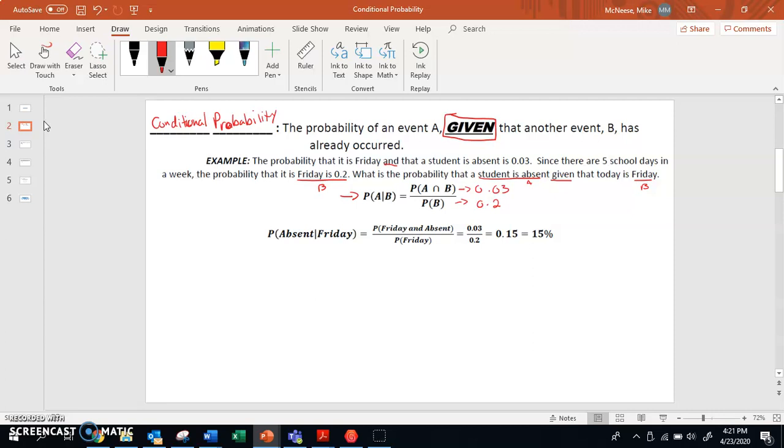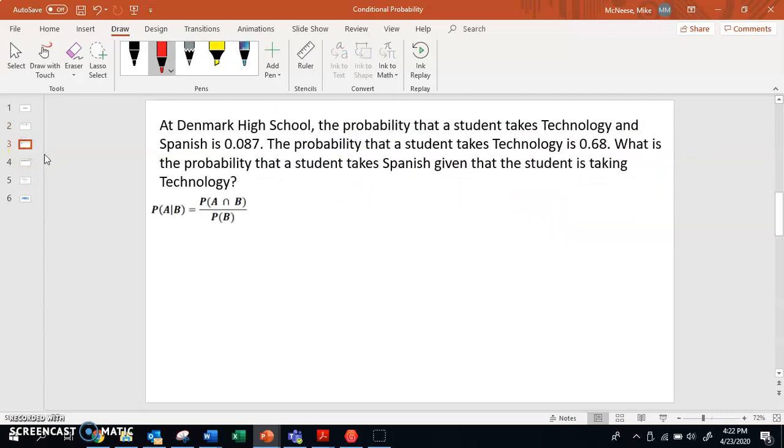Okay, so there's a couple things you want to be looking out for. First off, if you see the word given, you know it's conditional probability. And then if you have a word problem, you just want to decipher the info that it gives you. So Friday and absent, oh, that's going to be our A and B. The next one, probability that it's Friday, is 0.2. That's probably going to be our B value, and then it's going to ask us for A given B. So we just plug it into this equation, and then we get our final answer. Okay. So a couple examples.